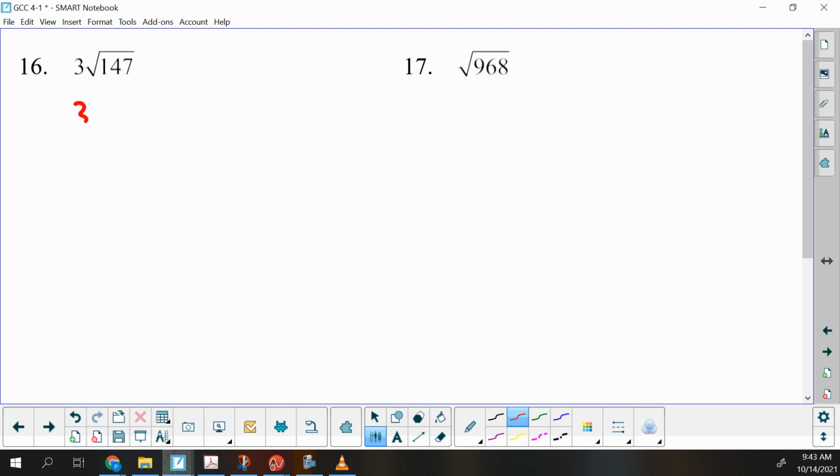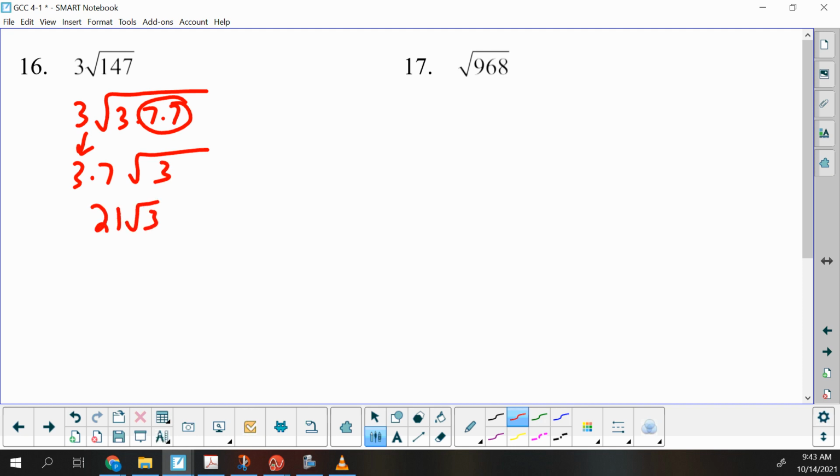So for 16, when we do a many number factor for the 147, we should have got 3 times 7 times 7. There's a pair of 7s, so one of them goes out front. This 3 was the 3 that was already out front, and you have a 3 left inside. So we get 21 square root of 3.